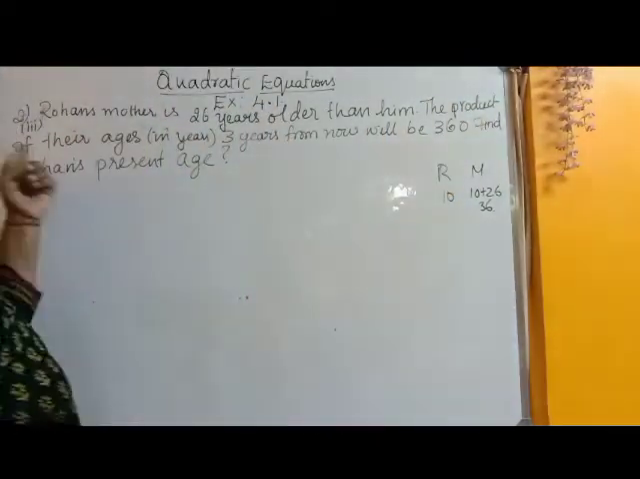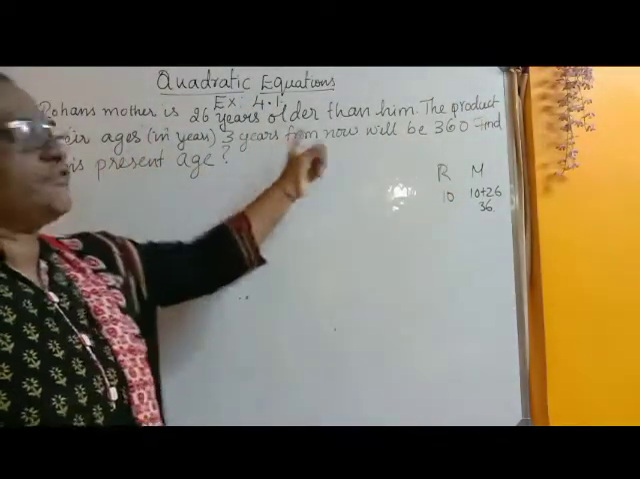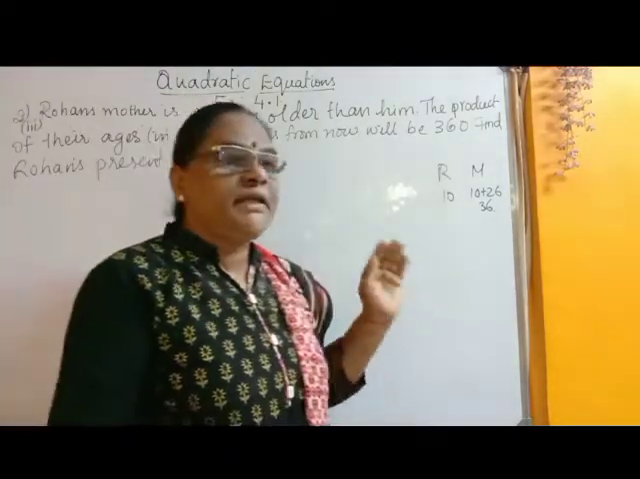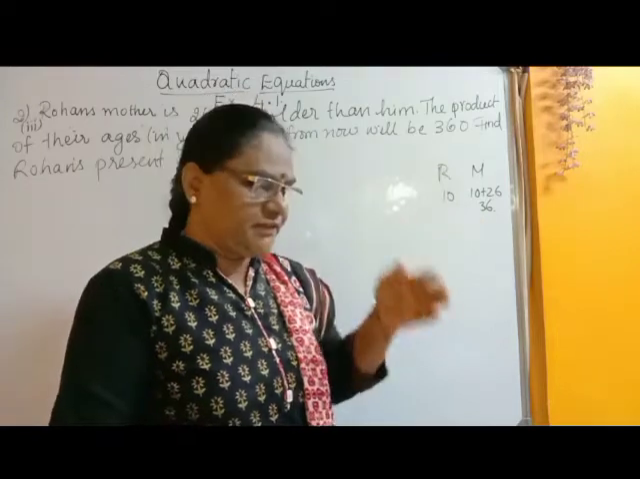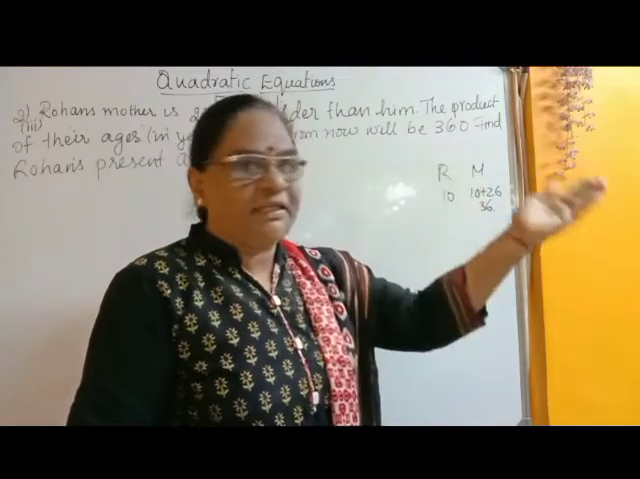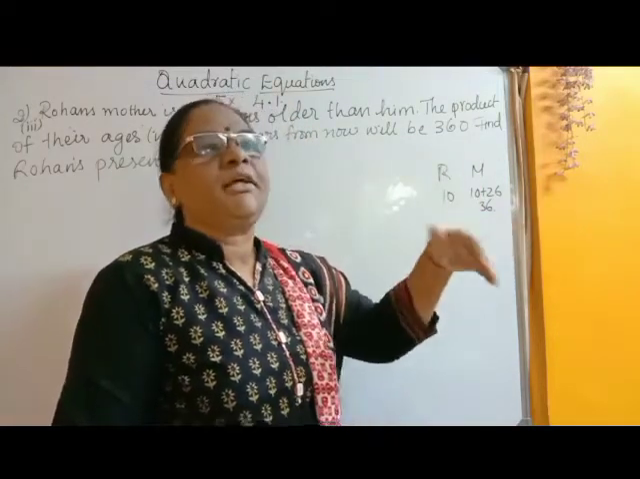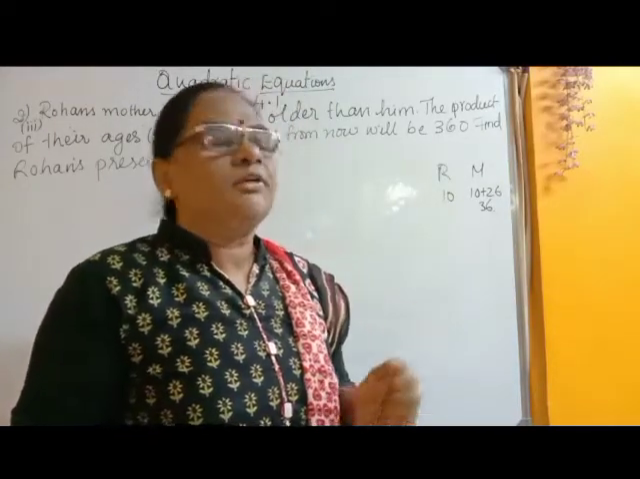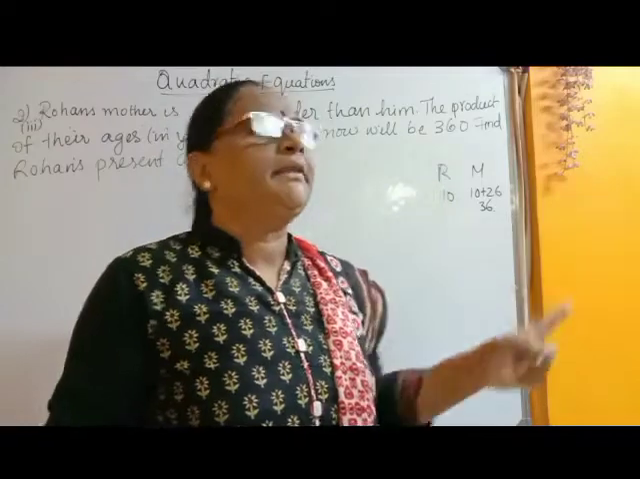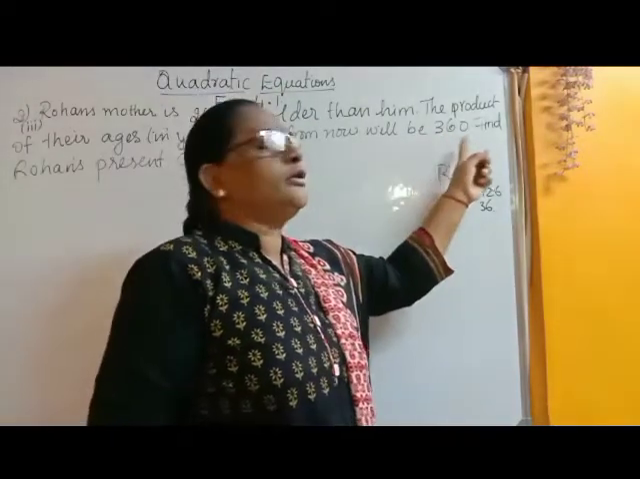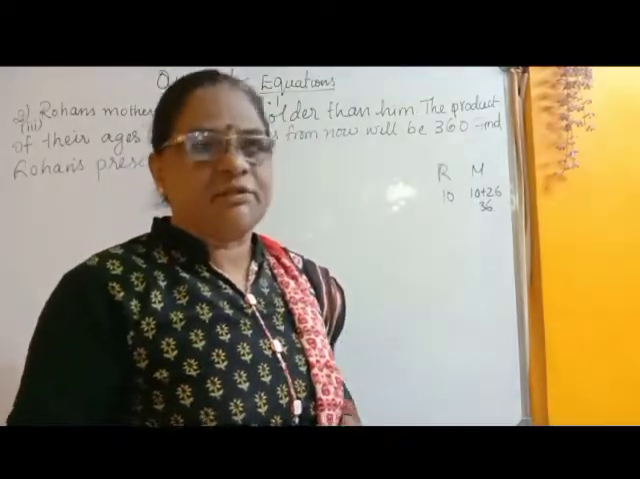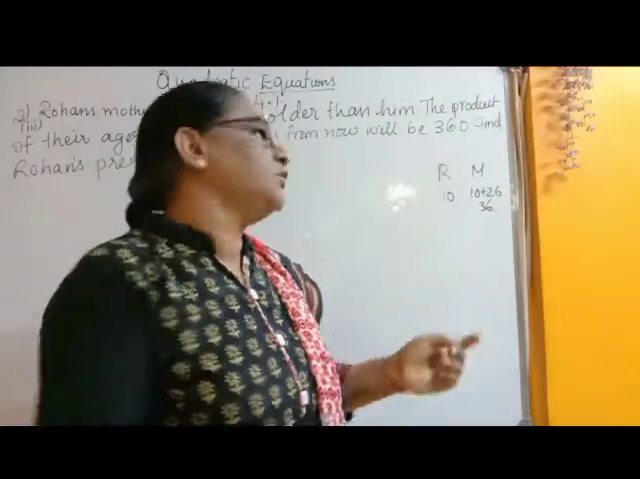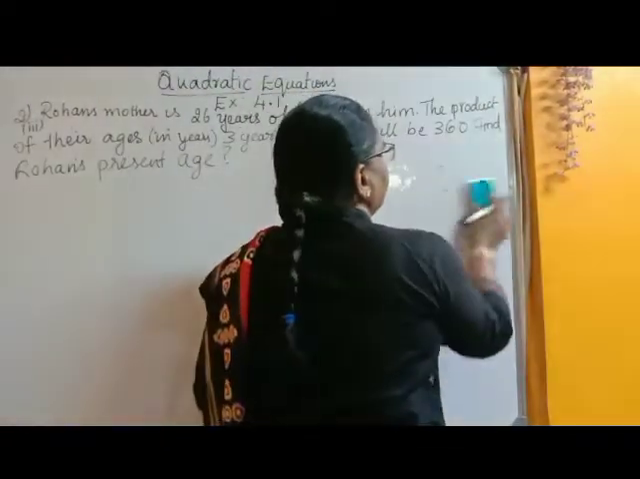The product of their ages 3 years from now. So if you take the product of their ages 3 years from now, that means from this year after 3 years, what will be the age of Rohan and what will be the age of his mother? If you take their ages and take the product, that will be equal to 360. So you have to find the present age of both Rohan as well as his mother.